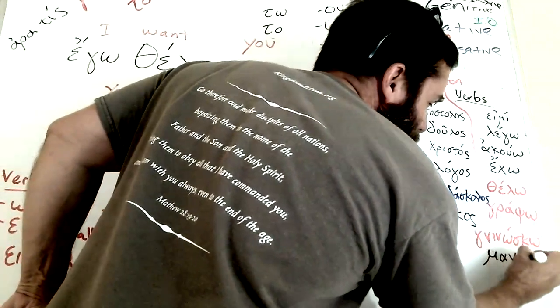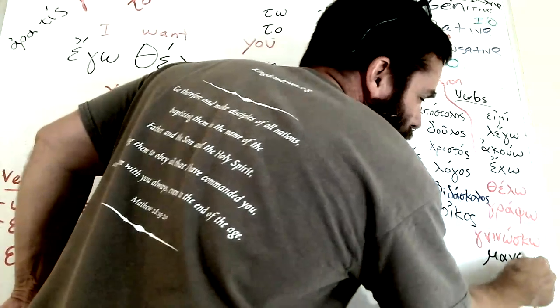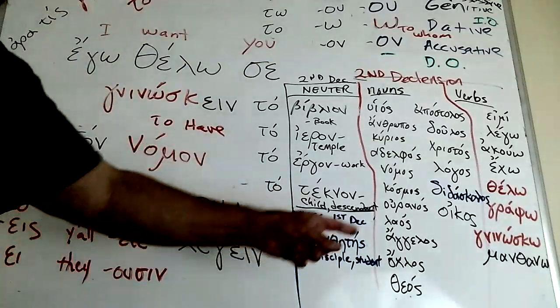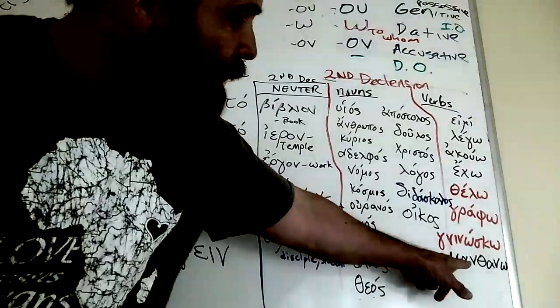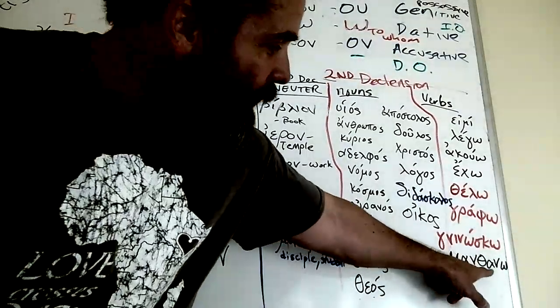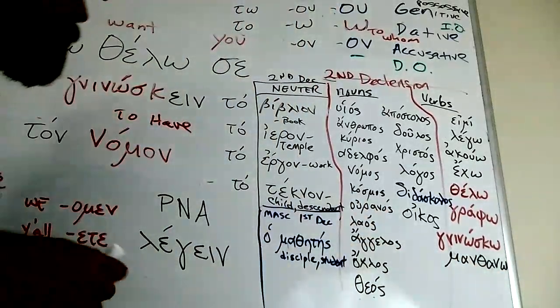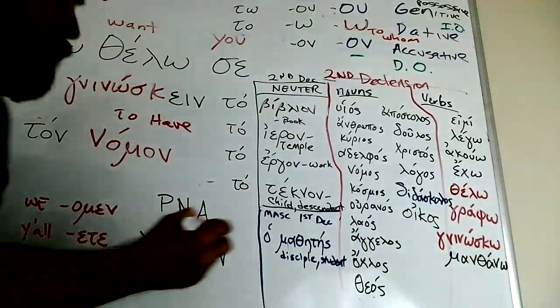Hopefully that's clear. So that's basically seven letters: mu, alpha, nu, theta, alpha, nu, omega. Manthano. I will actually put the accent right here. Manthano, and that means to learn.